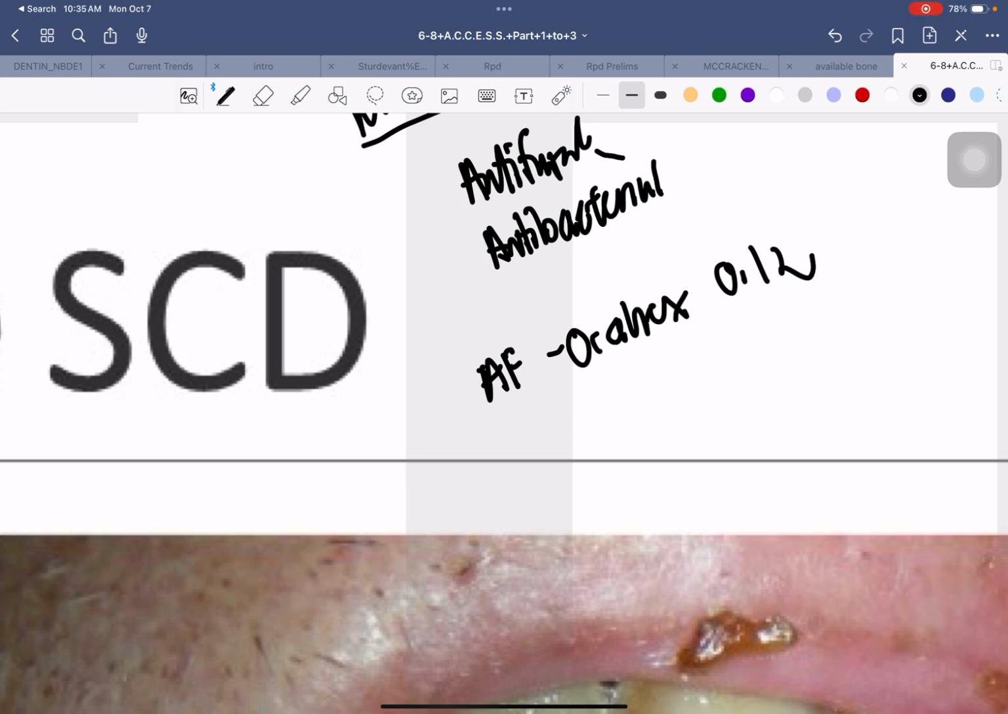So as dentists, as you can see, you can help in improving the quality of life of these patients if you co-manage with the other departments, not only interprofessional, but also interdisciplinary.